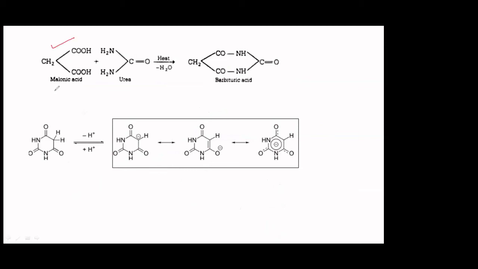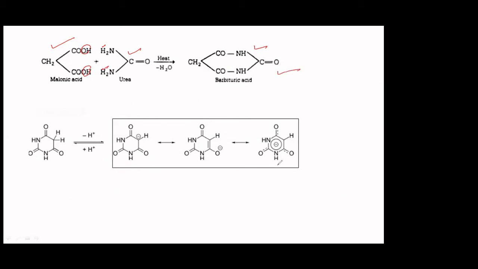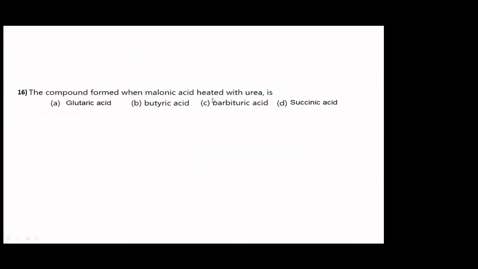So this is your malonic acid, propane 1,3-dioic acid. This is urea, which is an amide. So you are going to get a cyclic amide here. Okay, so this OH will go with one of the hydrogens. You are going to get the cyclic product. This is what is called barbituric acid. Okay, and this is how it is. Hope all of you followed this, right? Okay, ma'am. So the correct option here is barbituric acid. That's correct. So for the 15th question, let me come back to that.